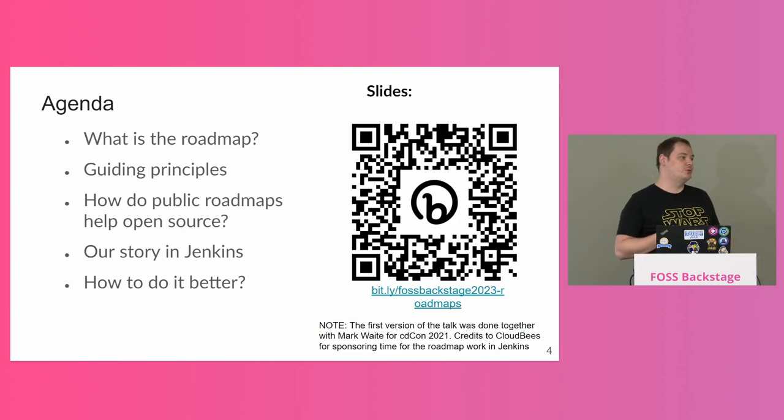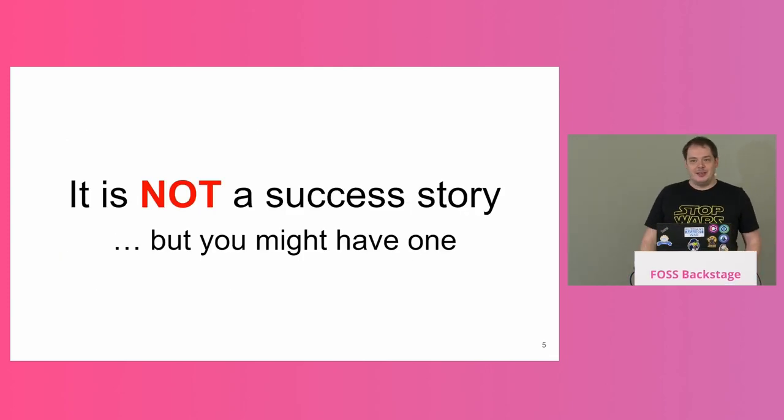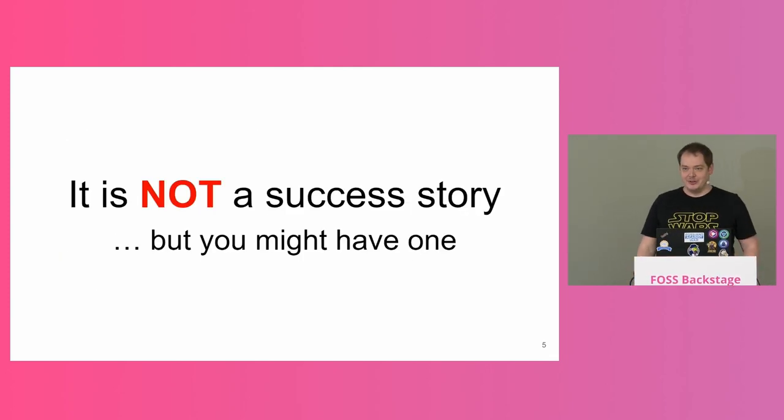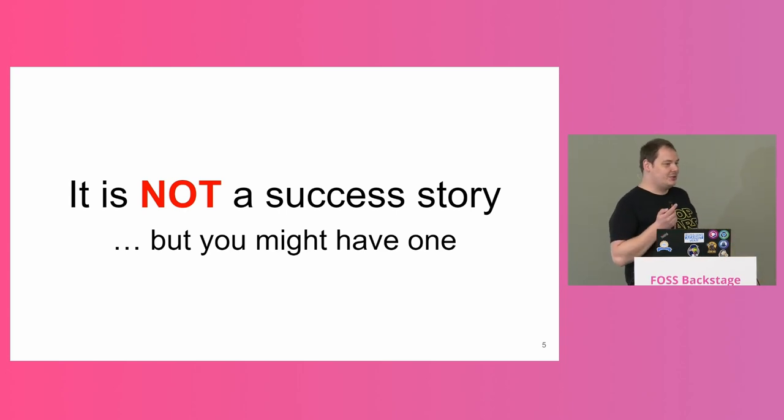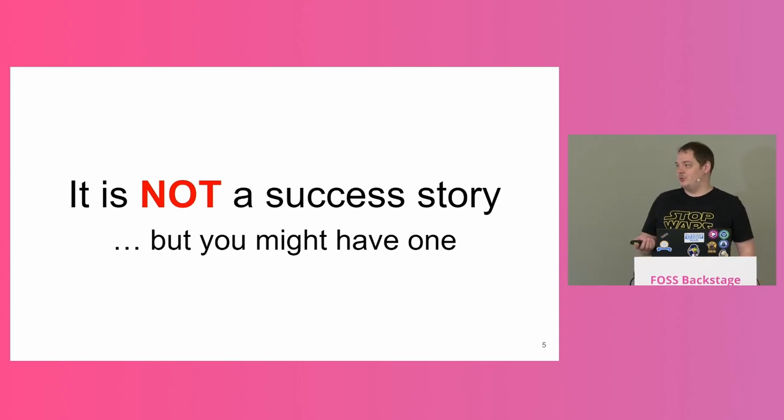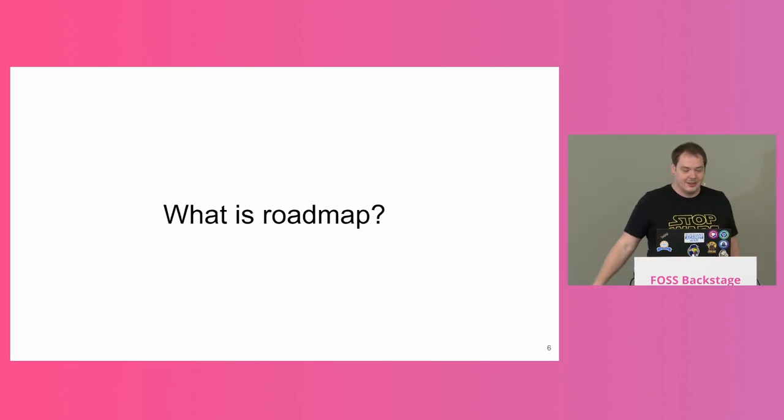Today I actually want to do a kind of retrospective on what happened afterwards, because when you introduce something, it's cool, but when a few years pass, the situation may change a bit. And it's the case for Jenkins. So today, it's not a success story, not at all. I'm going to talk about what we tried to do in terms of open roadmaps, what worked, what didn't, and how you can do better.